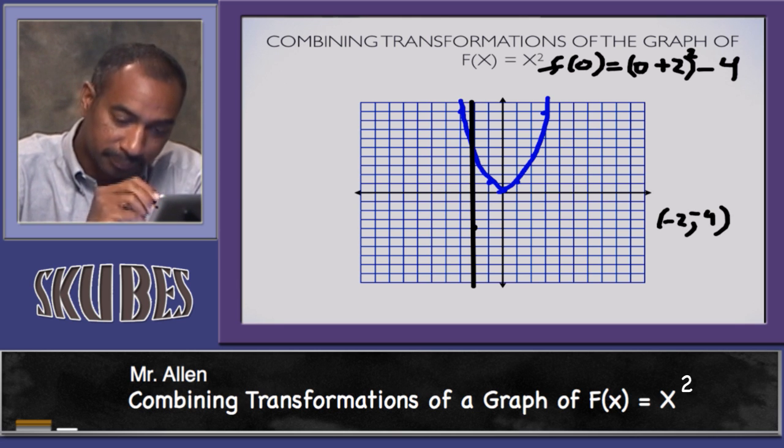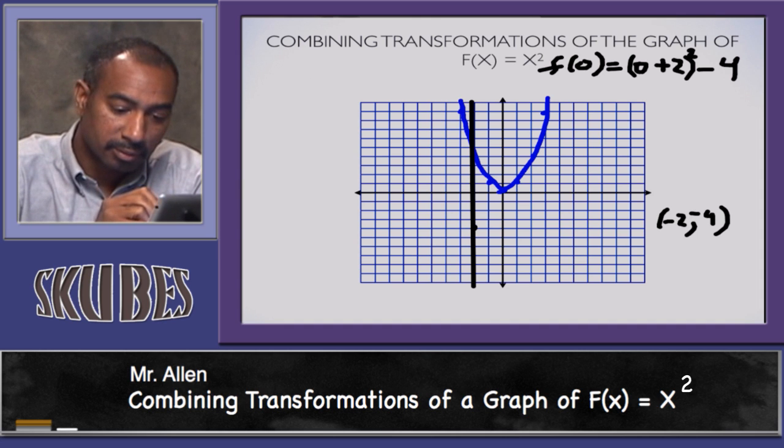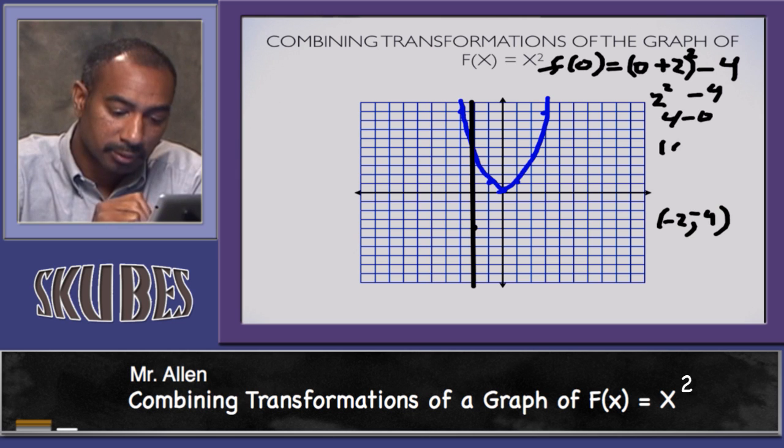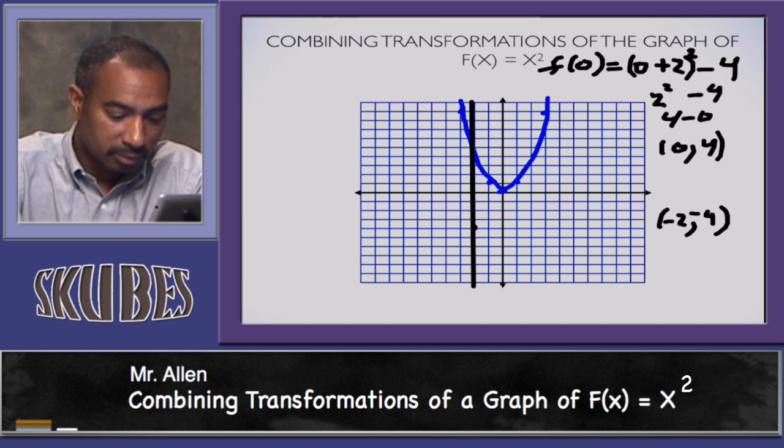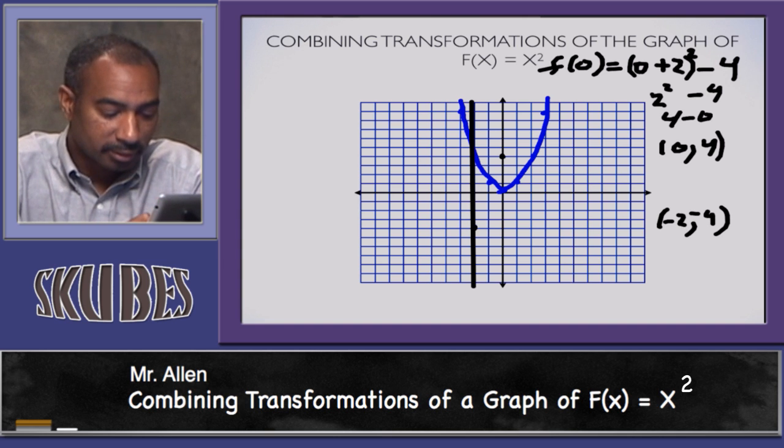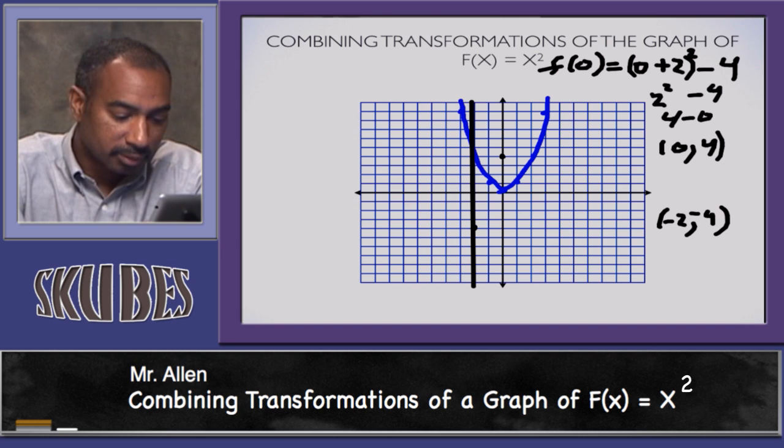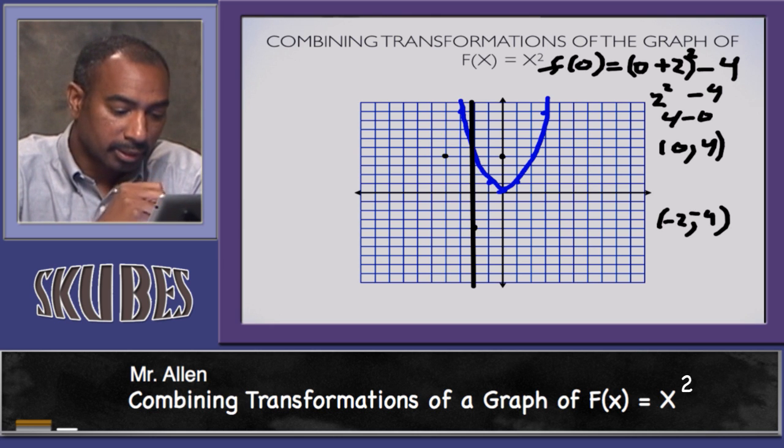Now if I plug in 0, I get 0 plus 2 is 2. 2 squared is 4. 4 minus 4 is 0. So 0, 0. If I go to the axis here and I go up 1, 2, 3, 4, that's another point there. But I can count over 1, 2 squares here and make another point. And it's going to go the same direction just like this one.